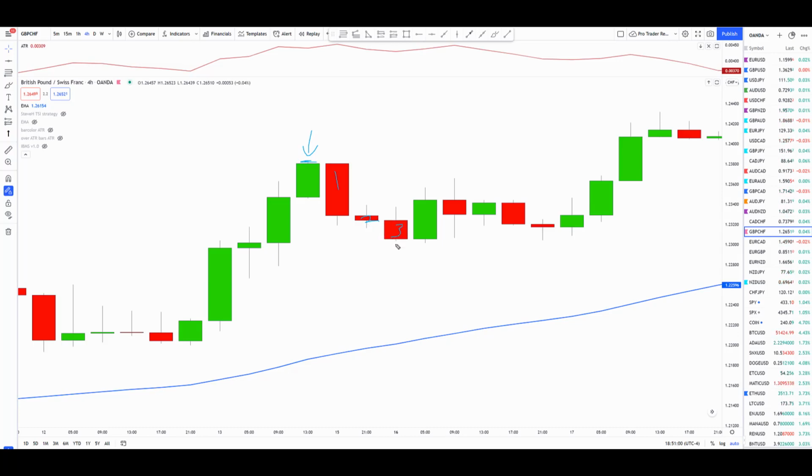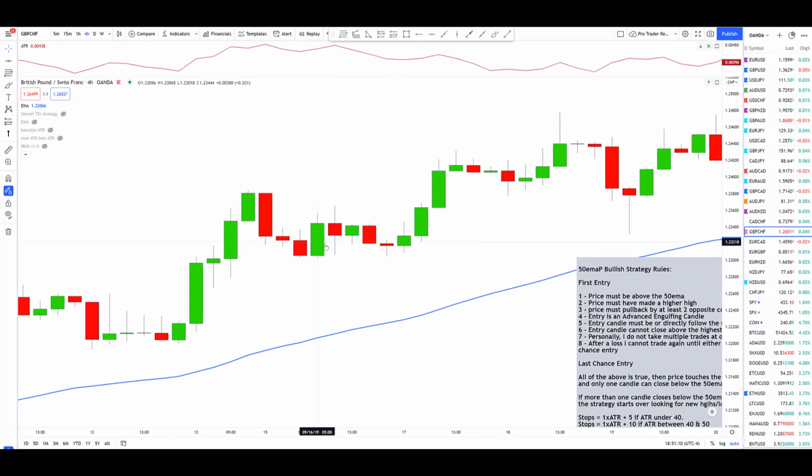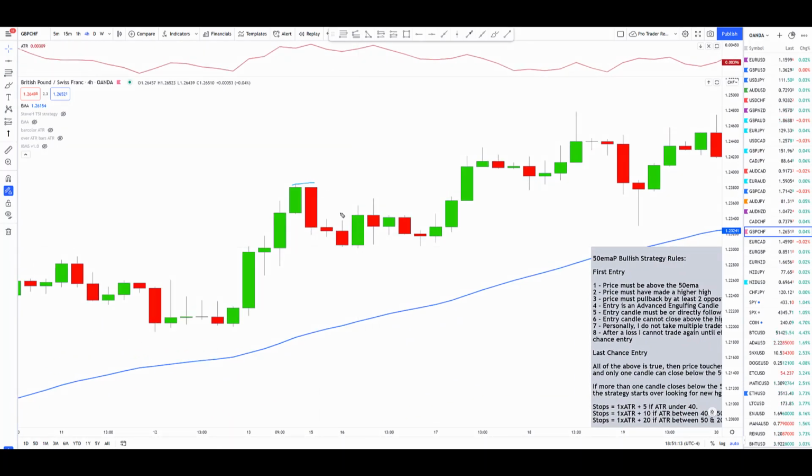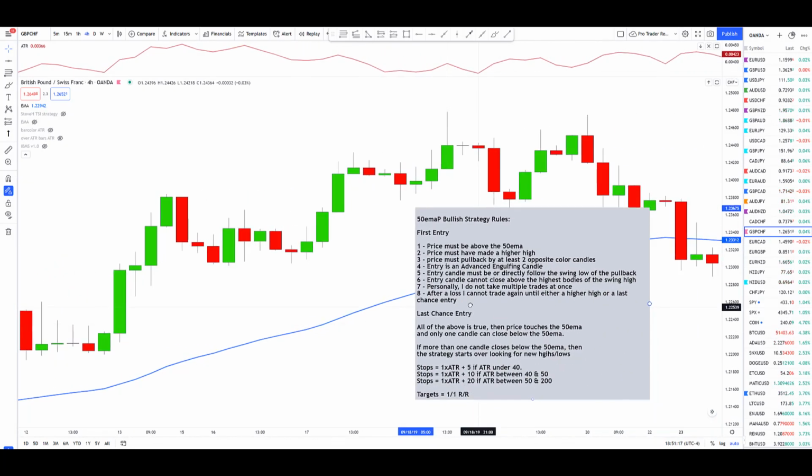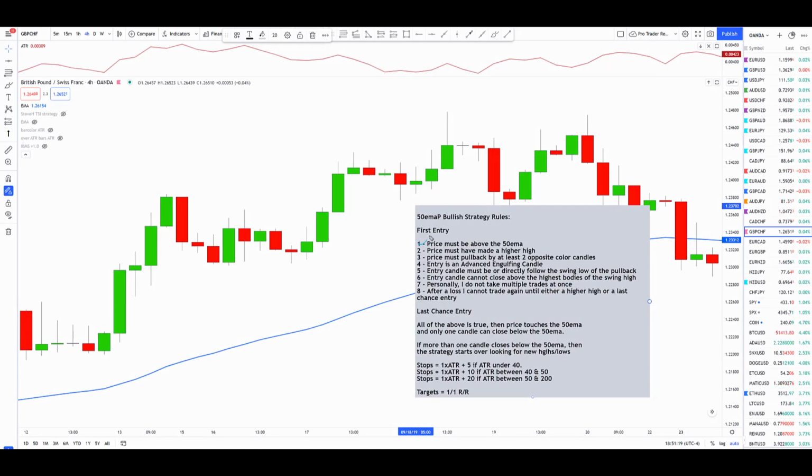It can be up to as many as it takes, but we need to see a pullback from our swing high of at least 2 red candles before looking for our entry. In this case, does that happen from this swing high? Yes, it does. We have more than 2 red candles on that pullback. So with that being the case, we have rule number 1, 2, and 3 checked off.